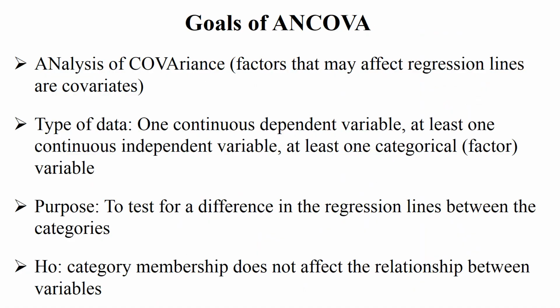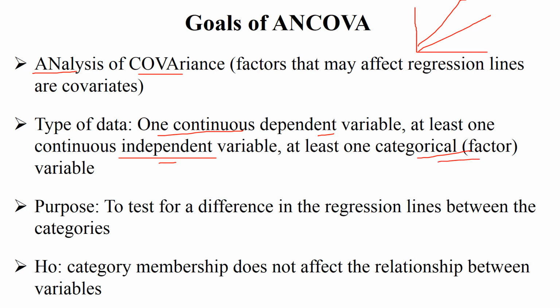Now, the goal of the ANCOVA. ANCOVA is analysis of covariance. It asks which factor may affect the regression line, along with a covariate. Your regression line varies because of which factor? That is ANCOVA. The type of data is one continuous dependent variable, at least one continuous independent variable, and at least one categorical variable. To run an ANCOVA model, you always require one continuous dependent variable, one independent variable, and one cofactor.